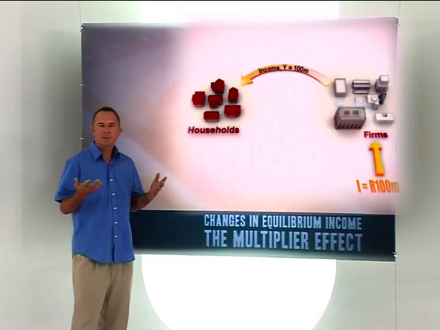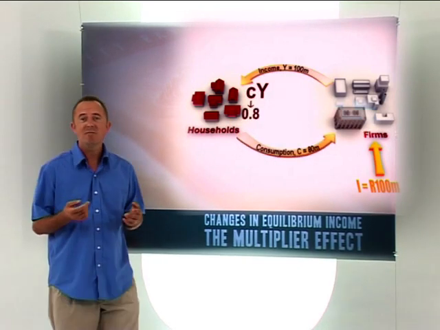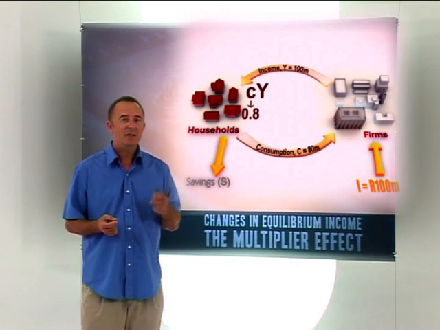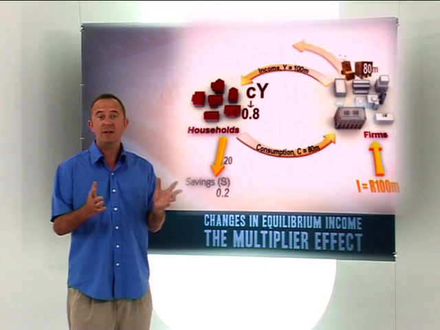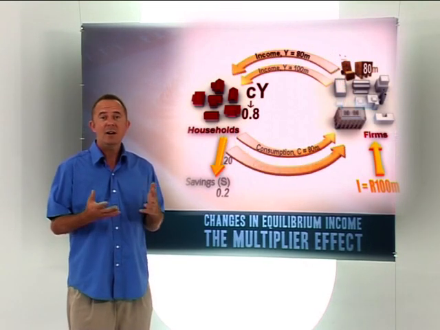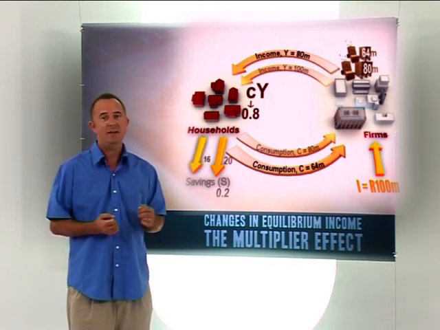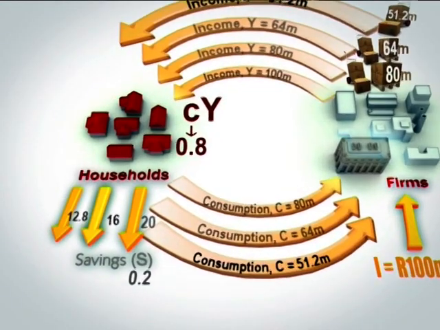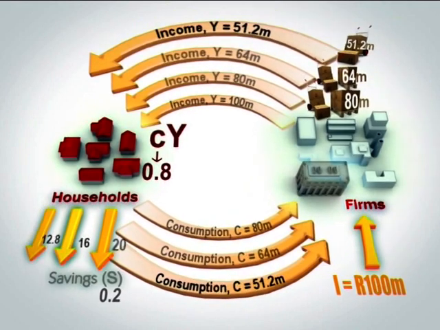So, does this multiplier effect continue indefinitely? The answer, unfortunately, is no. The reason is that the induced spending, that is, the changing consumption spending caused by an increase in income, is getting smaller and smaller with each cycle, because households only spend a portion of their increase in income. The rest, they save. This savings represents a leakage from our circular flow model, and the leakage rate is 20%. All right, keep this image of how the multiplier works in your mind.